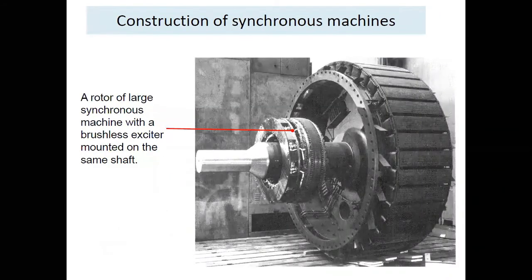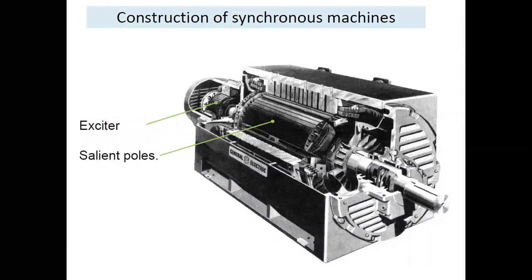Let's see the construction. This is a typical rotor of the synchronous generator. A rotor of a large synchronous machine with a brushless exciter mounted onto the same shaft. So here you can see the arrangement by which the concept will become clear to you. This is the exciter part of the synchronous generator, which is mounted onto the rotor, and these are the salient poles of the synchronous generator.